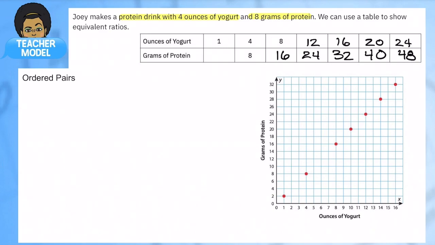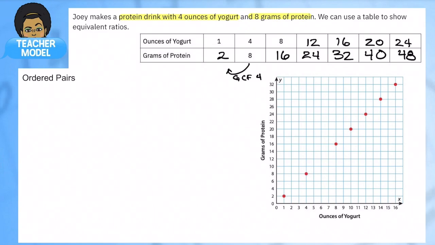And to get my simplified ratio, I'm going to use my greatest common factor, which is 4. So 4 divided by 4 is 1. 8 divided by 4 is 2. And I have a table. So just from that, I have tons of equivalent ratios. And if we were writing them as fractions, we would stop here.